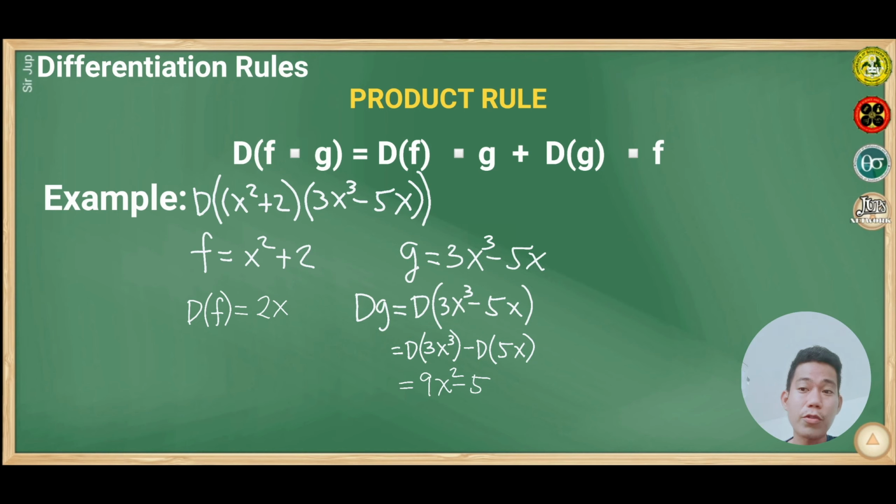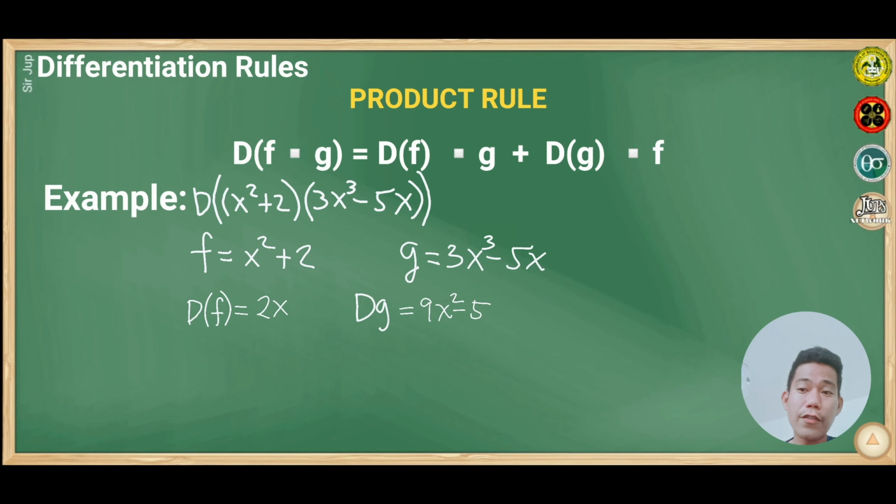So the 1, you transfer it to the coefficient, so it becomes negative 5 times 1. And then the exponent is 1 minus 1, which is 0. Okay, so x to the 0 is equal to 1, so that's why it is negative 5 times 1 only. So the derivative of g of x is equal to 9x squared minus 5.